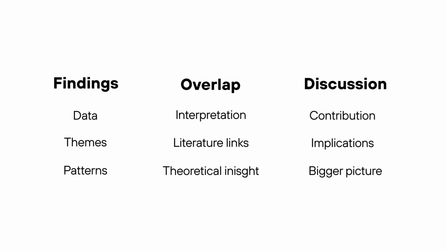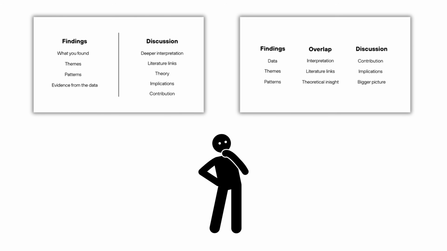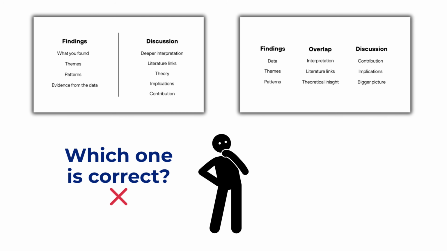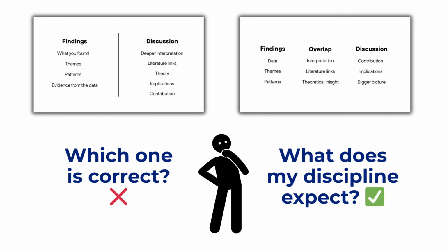In the second approach, you've got an integration of the findings and their interpretation. So some disciplines expect you to weave interpretation and literature throughout your findings. Both approaches are completely valid, and the real question isn't which one is correct. The real question is, what does my discipline expect? So ask your supervisor about what's expected in your field of study and go and look at some published theses in your area.